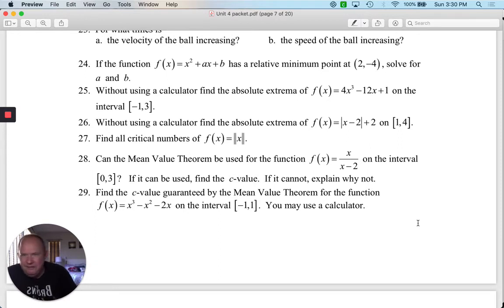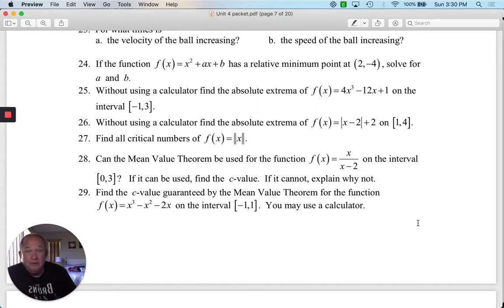Find the c value guaranteed by the mean value theorem for that function. It says you may use a calculator. So already they're not even saying could or not. It's saying, I think it's going to happen. So if I look there, is it continuous and is it differentiable? And the answer is yes in terms of that. So that we can then go right there.